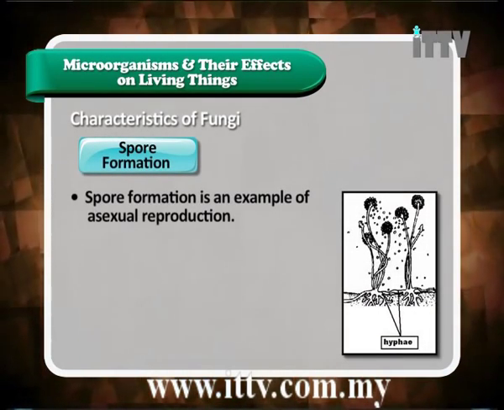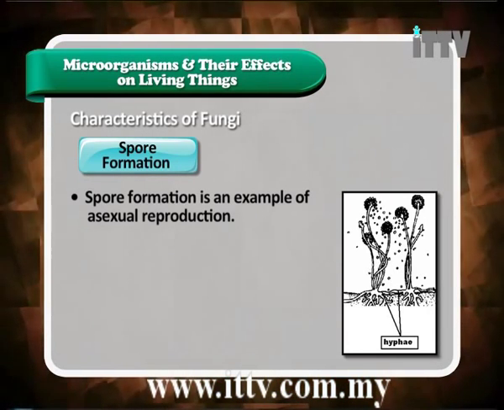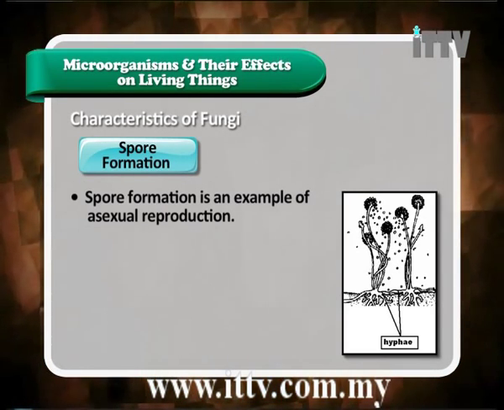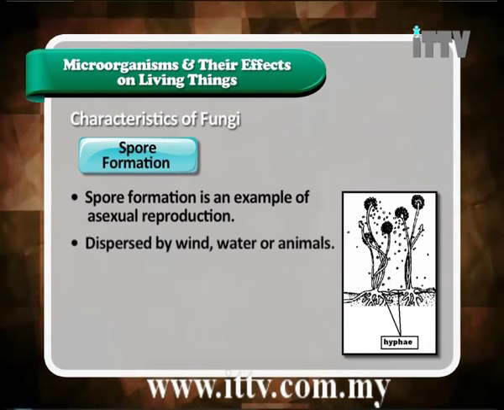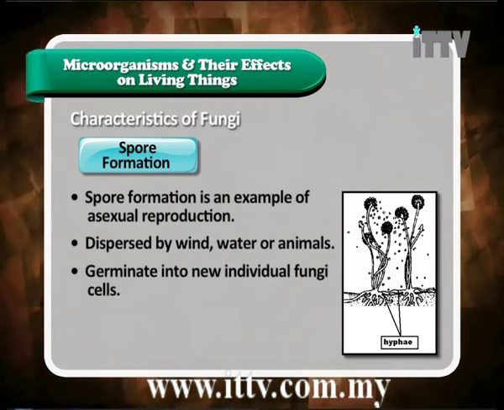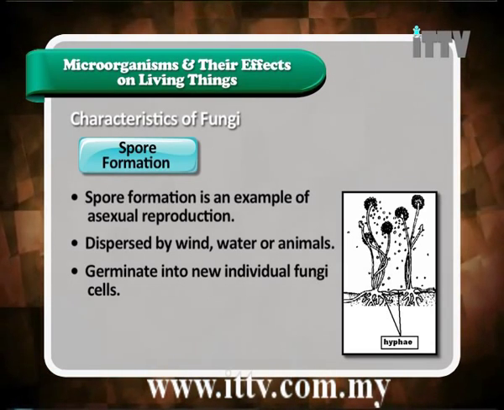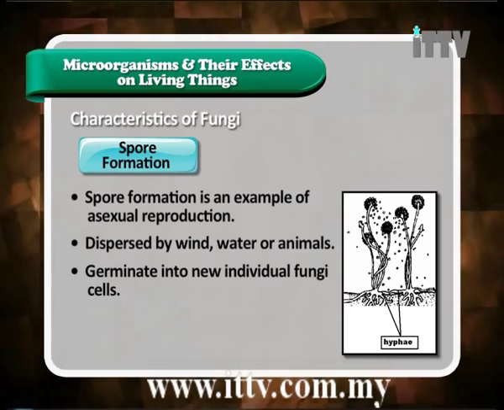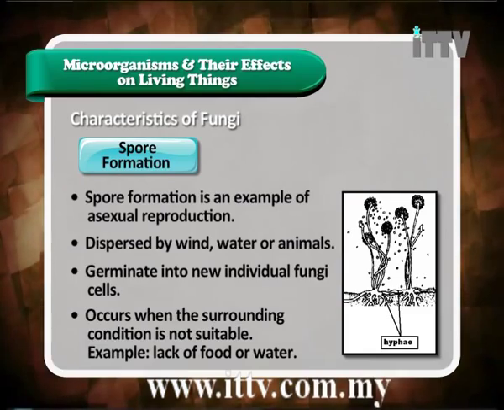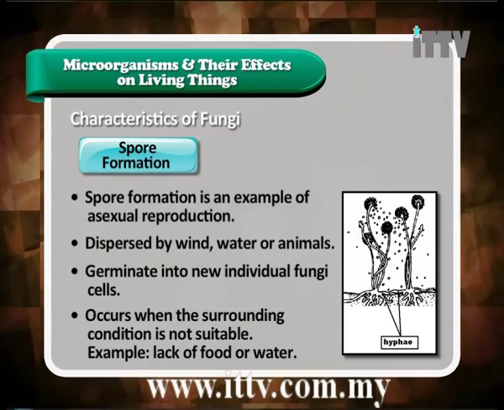Most of the asexual reproduction of fungi is by spore formation. A spore is a reproductive cell that can grow directly into a new individual. The spores formed are identical. The spores are dispersed by wind, water, and animals. The spores then germinate into new individual fungi cells. Some types of fungi, like bread mold, produce spores through conjugation, a method of sexual reproduction. This takes place when the surrounding condition is not suitable, for example, when there is a lack of food or water.